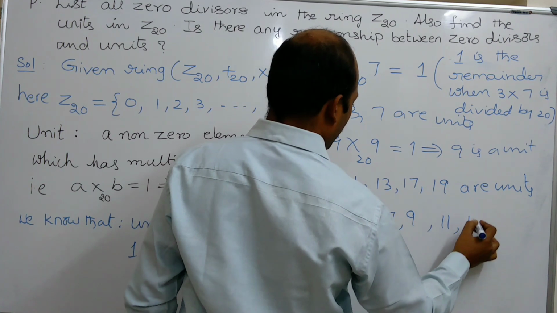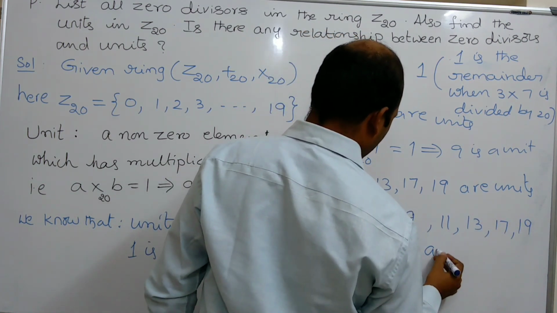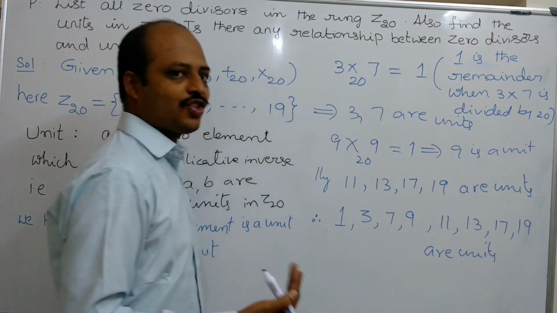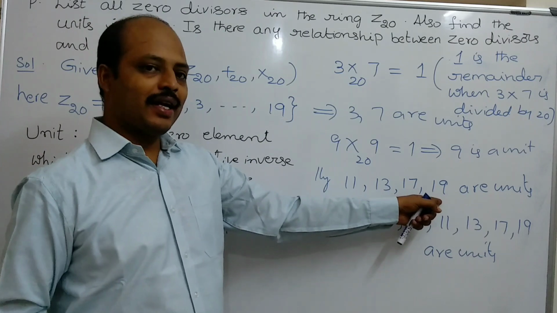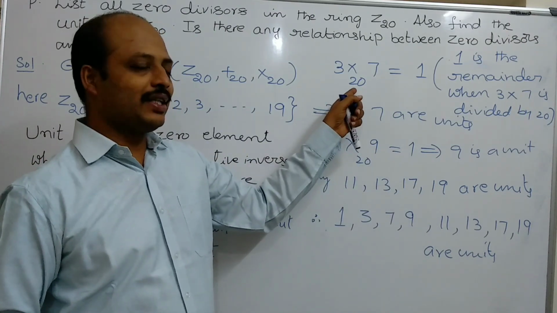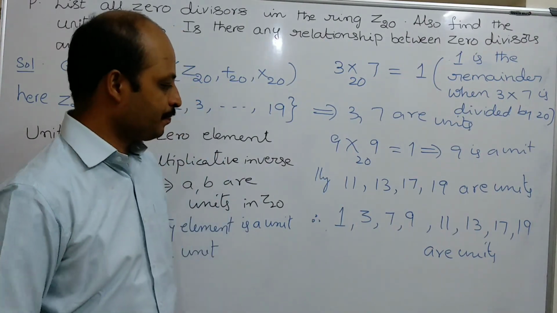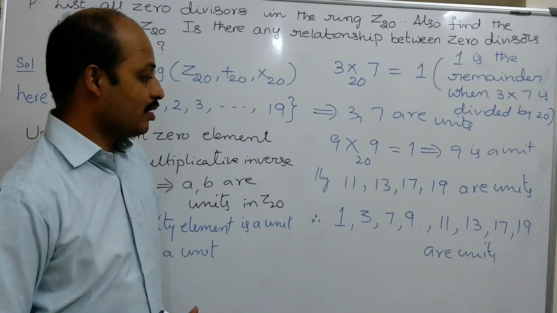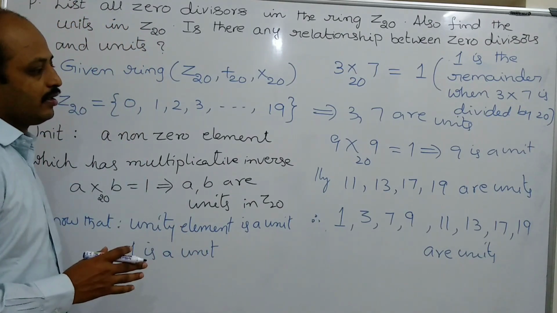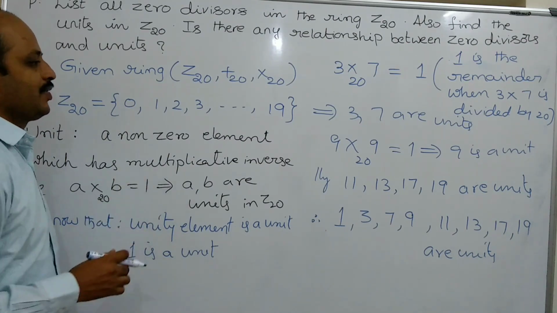Therefore, 1, 3, 7, 9, 11, 13, 17, 19 are units. You observe that 19 19s are 361. If you divide 361 by 20, you get the remainder 1. So 19 inverse is itself 19. Now you observe that all the non-zero elements of Z20 are either zero divisors or units.